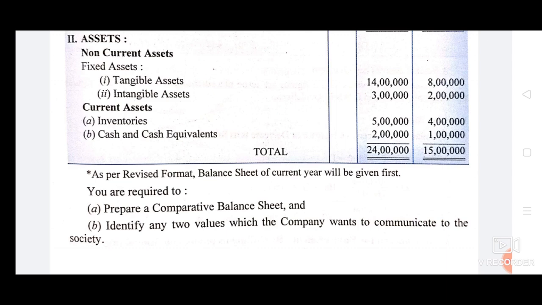You are required to prepare comparative balance sheet and identify any two values which the company wants to communicate to the society. So now we have to solve this problem. The company has decided to shift its production from plastic bags to jute bags. It shows environment friendly attitude, and it also shows their try of removal of health hazards, that is removal of plastic. Okay, these are the values in this problem. Now we will prepare comparative balance sheet. Let's start now.